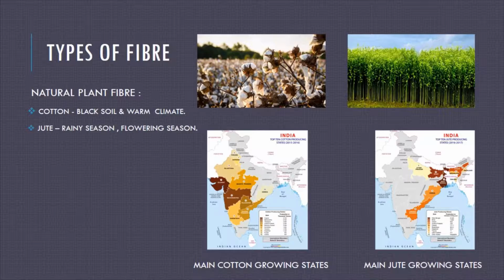The major cotton growing places in India are Gujarat, Maharashtra, Telangana, Andhra Pradesh, Madhya Pradesh, Karnataka, Haryana, Rajasthan, Punjab and Odisha. In order to cultivate cotton, we need black soil and warm climate.